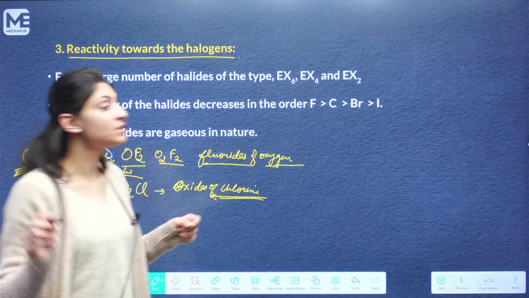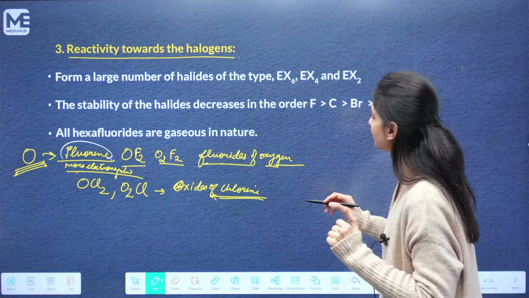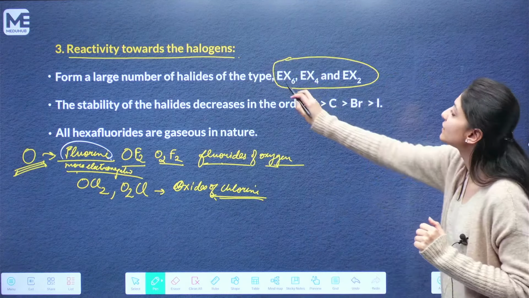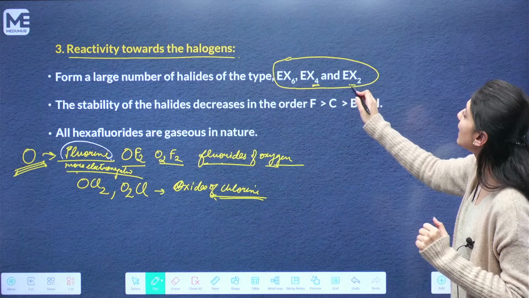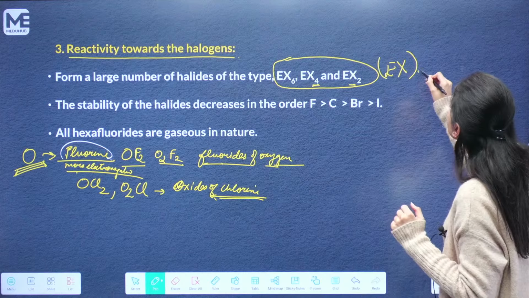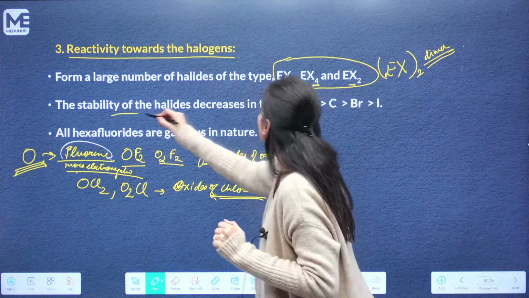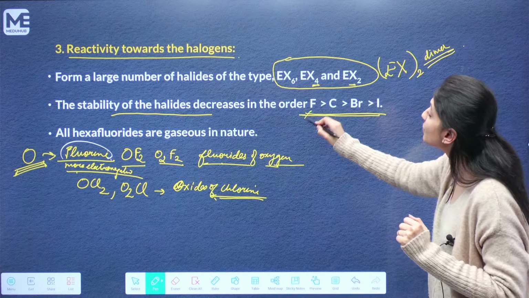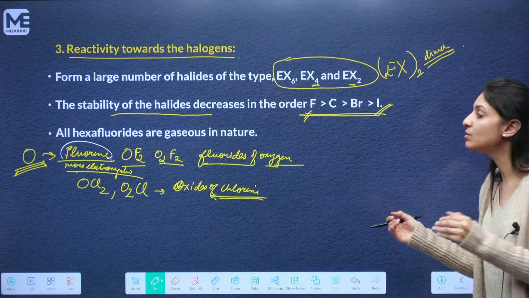Now coming to the rest of the elements, all of them are less electronegative than the halogens. Rest of the elements form halides of the type EX6, that is a hexahalide, EX4 tetrahalide, EX2 dihalide, and a monomeric also forms EX, which always exists as a dimer. The stability of these halides decreases in the order F. Halides with fluorine are the most stable. Halides with iodine are the least stable. Because the size increases, the bond length also increases.